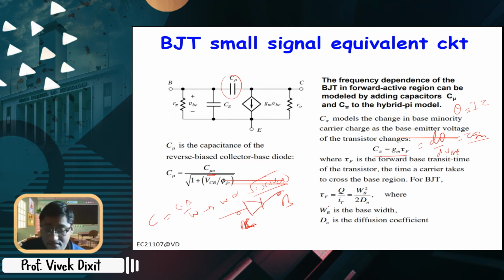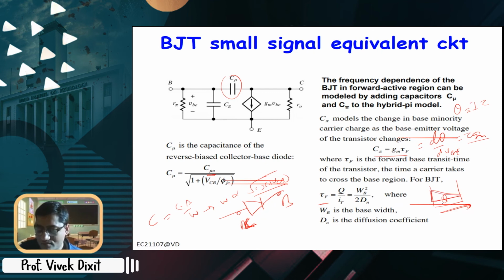Then this tau f, of course, you can get if you compare these two, q by I, right? Now q is the charge stored here in the base region, due to minority carriers, and tau is basically the time taken for these charges to cross over. So we can relate that I is q by tau, so tau can be written as q by I. Now q is basically the total amount of charge.